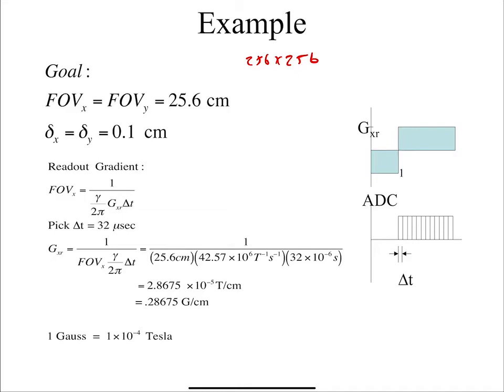So we know that the field of view of x is going to give us our delta kx. And this is the delta kx, because it's got the gamma over 2 pi, the gxr, and the delta t. In this case, you're given delta t equals 32 microseconds, and then you can just plug and chug. You get 0.28675 Gauss per centimeter. So it's fairly straightforward. The process is you go from FOV to delta k, and then from there, it's either gxr or delta t you solve for. That's all you need to do there.